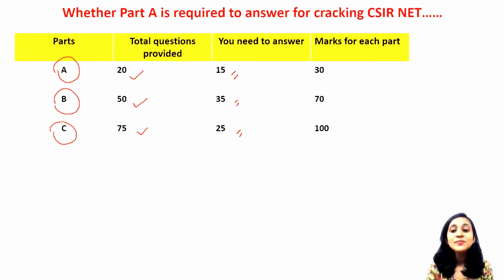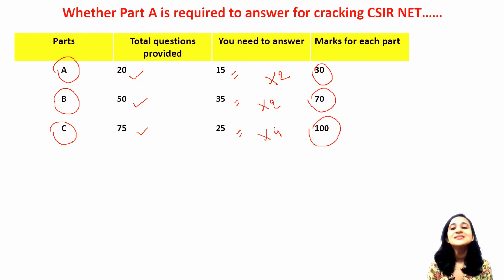In Part A, each question contains 2 marks. So 15 into 2, maximum 30 marks you can earn from Part A. From Part B, each question also contains 2 marks, and from this part maximum you can earn 70 marks. In Part C, each question contains 4 marks, so here total 100 marks you can earn from Part C.